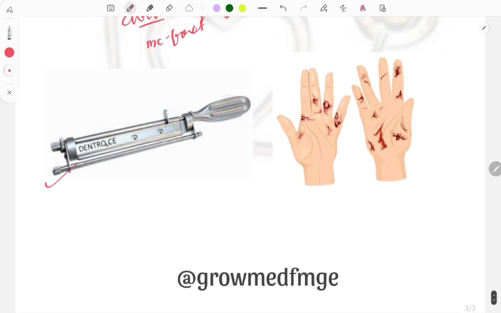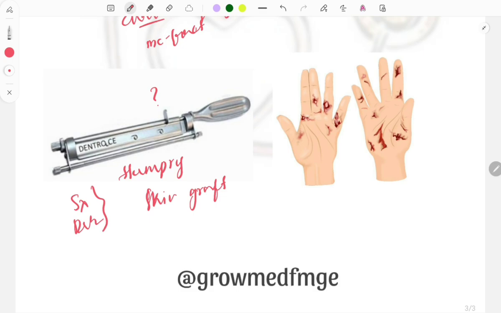Then this instrument, the question was asked, what is this instrument called? So it is called the Humphrey's knife, and the use of this one is for skin grafting. ठीक है, so it has been asked in surgery also, in derma also. ठीक है, asked multiple times also, this one. ठीक है, Humphrey's knife, skin grafting.